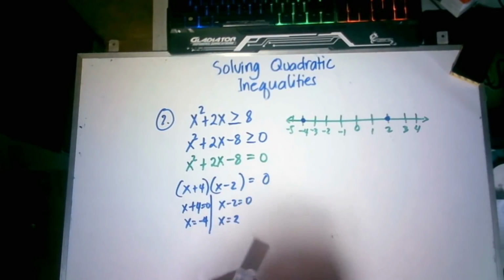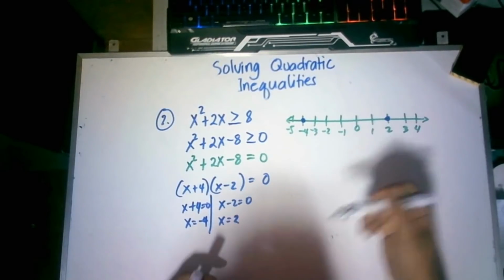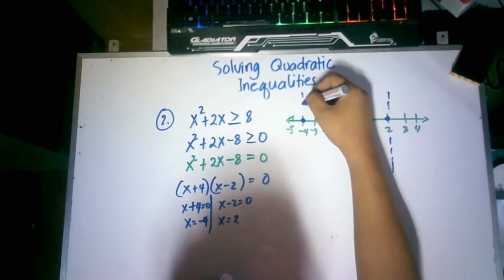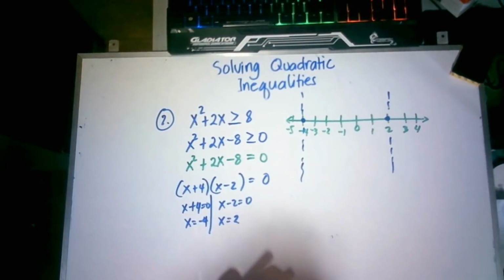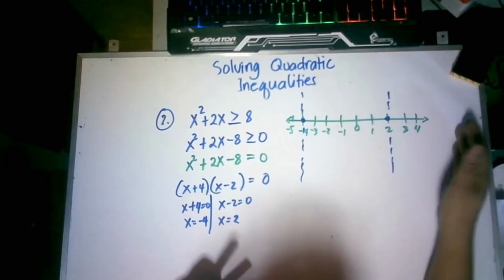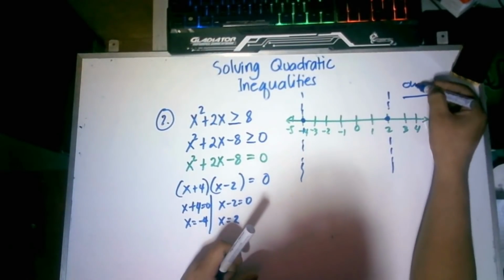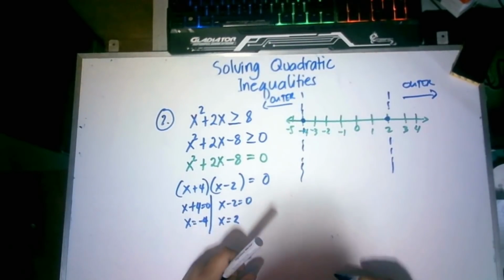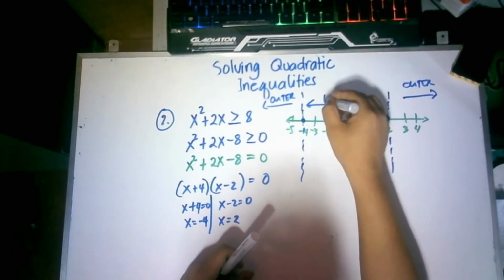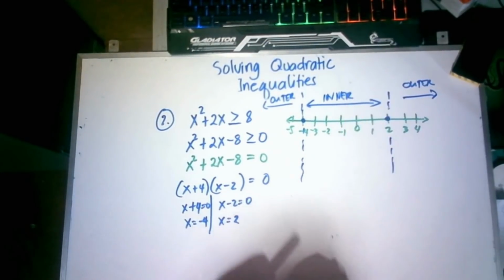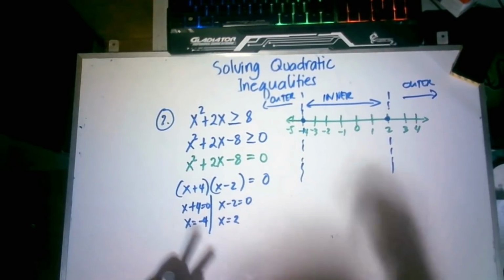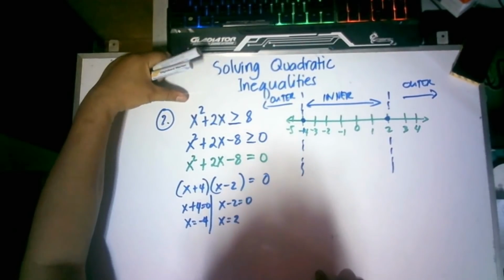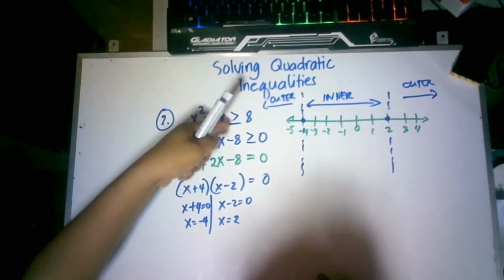So those are the boundaries: positive 2 and negative 4. Now we test one by one. One from the outer region, one from the other outer region, and one from the inner region. To prove which region has values that make this greater than or equal to 8.